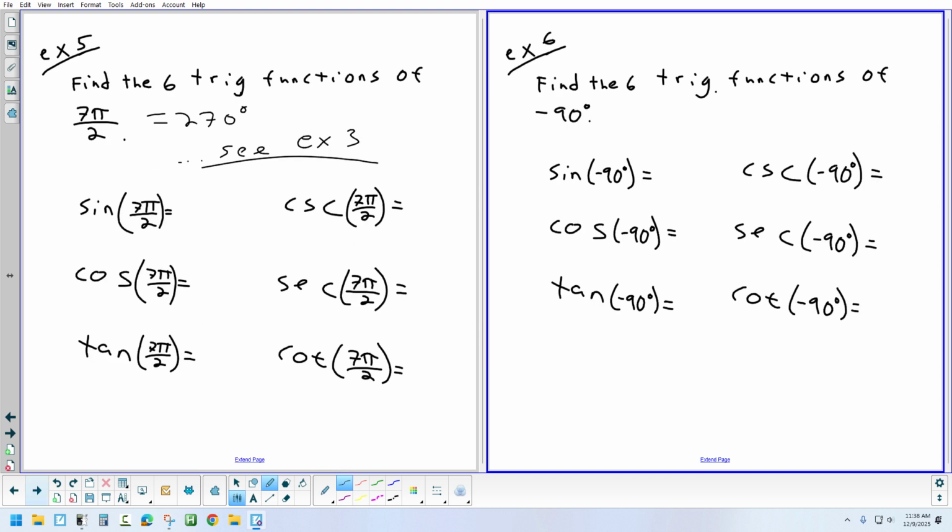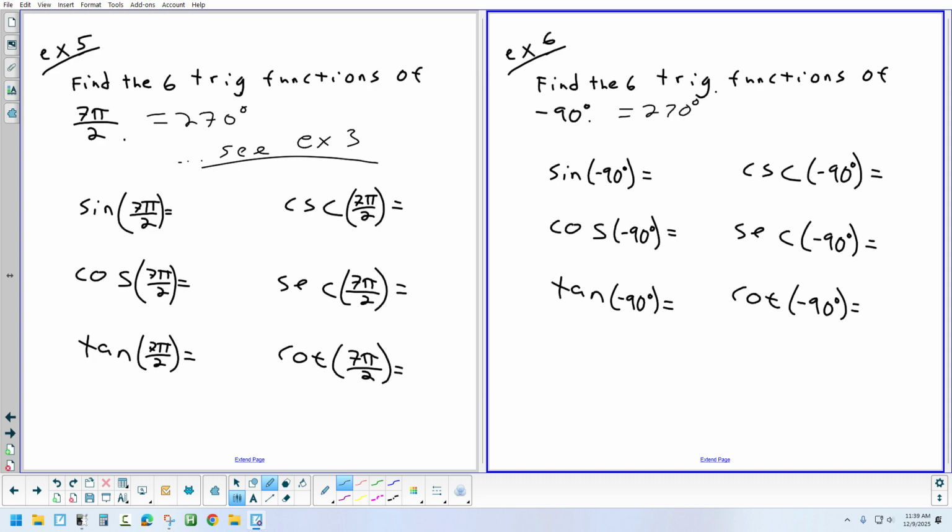All right, and let's try this one. Find the 6 trig functions of -90. What could we do with -90 to make that a little easier to think about? We don't like to have to think of angles bigger than 360. We don't have to think of them smaller than 0. We want them between 0 and 360. Get the coterminal angle by adding 360 to it. Yep, exactly. And what angle is coterminal with -90 and between 0 and 360? 270.